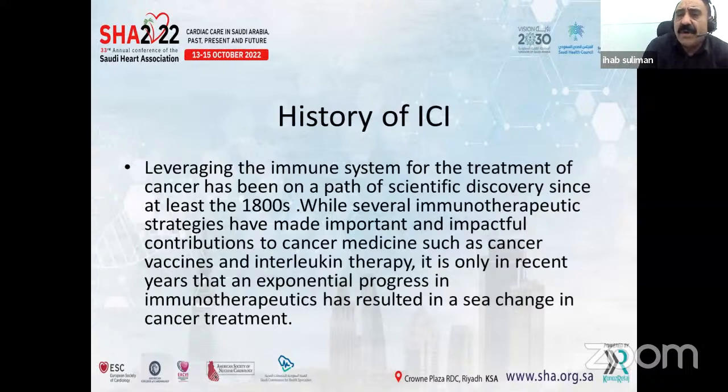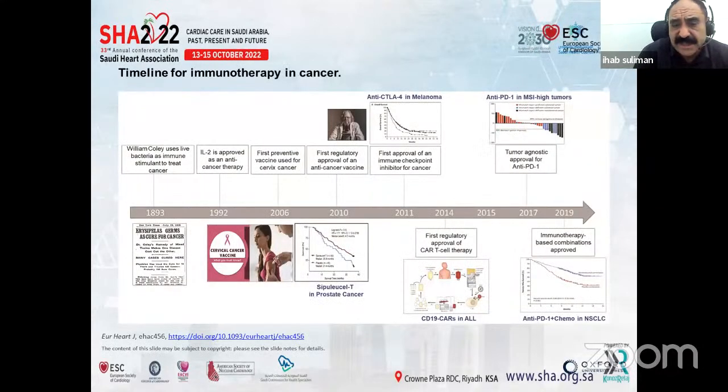What is the history of immune therapy for cancer? Immune therapy for cancer started a long time ago, maybe 200 years ago. Scientists were looking for ways to improve the immune system of the patient by using either viruses or bacteria or different types of agents that can improve the immune system.